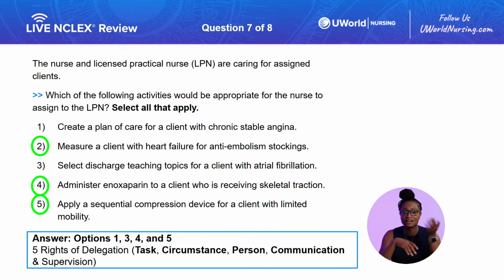So option 1, create a plan of care for a client with chronic stable angina. That is something that the RN has to do. They create, they initiate, and they always end. So option 3, select discharge teaching topics for a client. That's the end of the teaching, so that is also in the scope of a nurse.